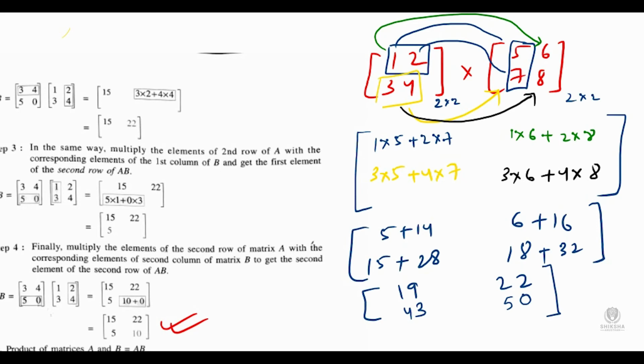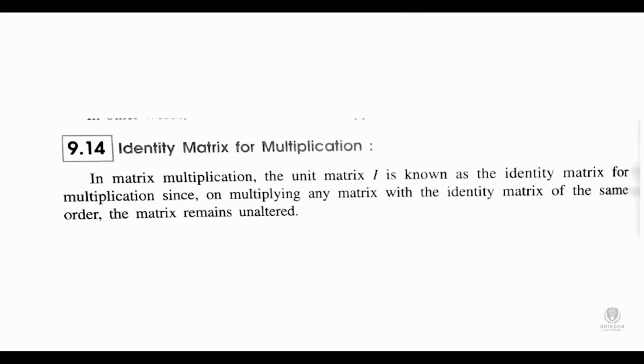So coming to the next part, the identity matrix for multiplication. In matrix multiplication, the unit matrix I is known as the identity matrix for multiplication, since on multiplying any matrix with the identity matrix of the same order, the matrix remains unaltered. You can take this example.